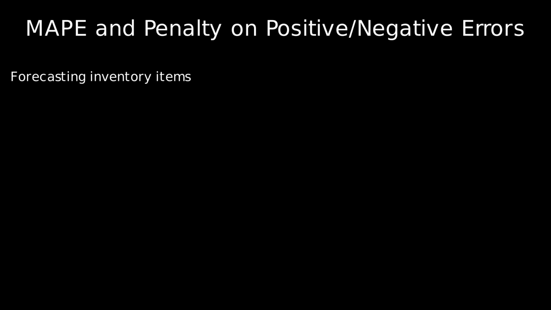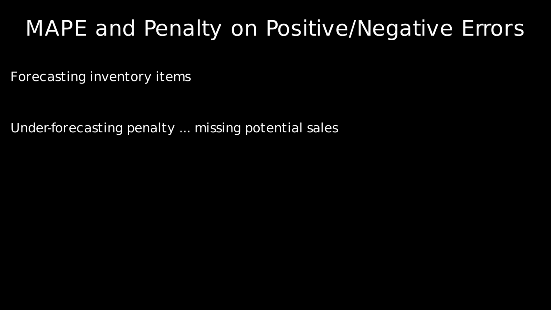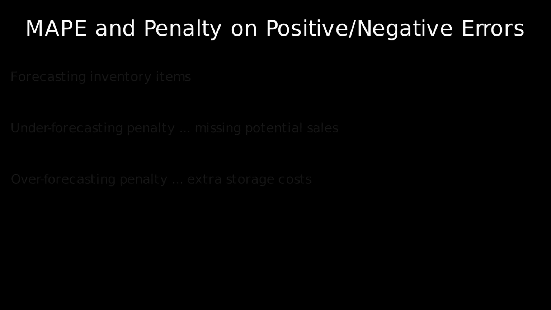Imagine we want to forecast the amount of an inventory item that we should order so that we can store it to later sell to clients. In this problem, the penalty for under-forecasting is not realizing profits from missed sales. On the other hand, the penalty for over-forecasting is paying extra storage costs. Also, imagine that these costs depend only on the absolute error and not the actual value itself.